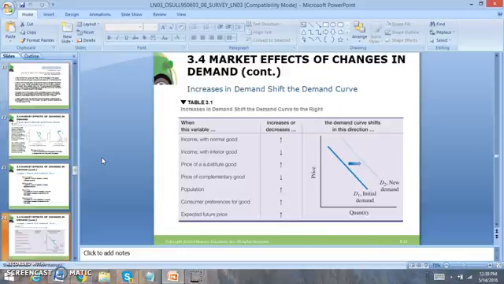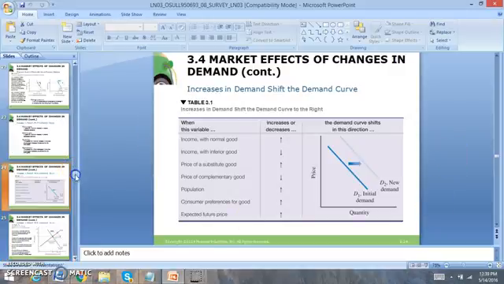Now, we want to focus on why the demand curve will shift, the factors that cause the demand curve to shift. Here are the factors that would cause the demand curve to shift. This is a very helpful slide for you, and you want to make sure to focus on this slide because it's going to contain a lot of information that will really help you understand the market.